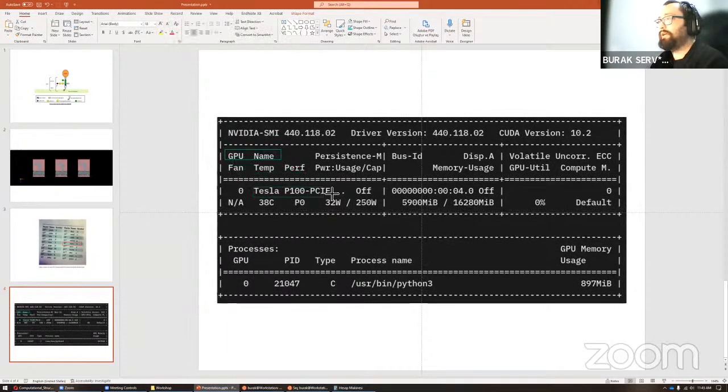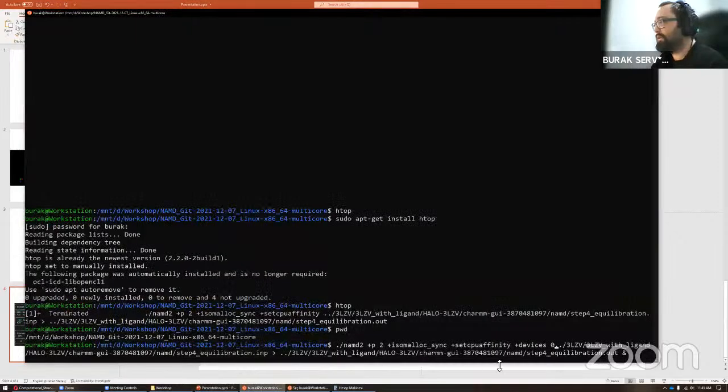Tesla P, another part, but the graphic card ID, this one. So you can see 0. So we should type 0 for this part. Now we can go back. Now I want to type here 0. So that means NAMD2 will use our GPU.